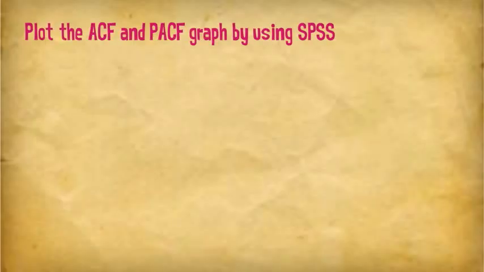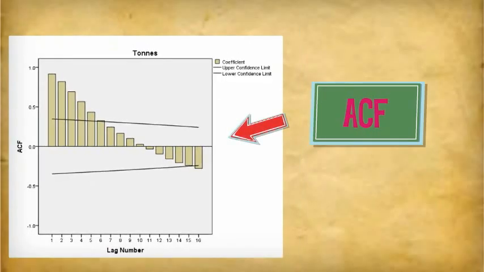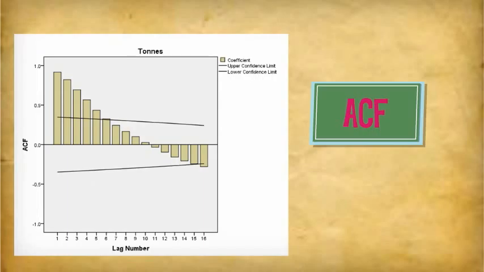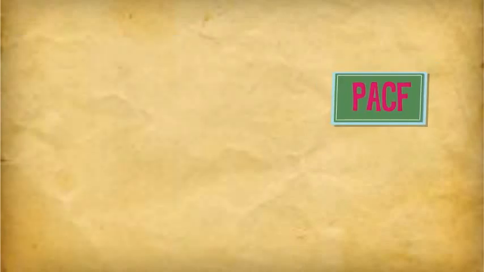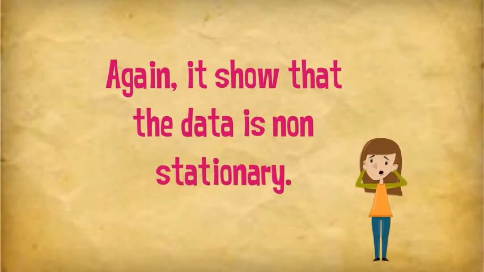After that, we will plot the ACF and PACF graphs by using SPSS. From the ACF and PACF plots, it is more conclusive that the series is not stationary. The ACF plot shows ACF values are relatively large and decline rather slowly to 0 and then increase slowly on the negative side after lag 11. From the PACF plot, there is a significantly large spike at lag 1, followed by smaller spikes other than lag 1. Again, it shows that the data is non-stationary.